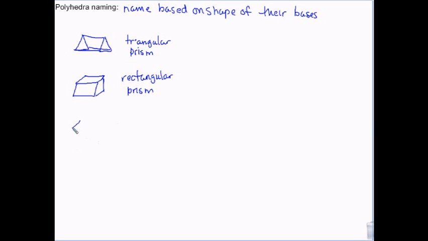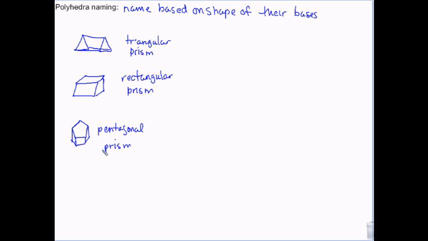I could have like a pentagon. Okay, I don't draw these very well, but you get the idea. It's like two pentagons with space. That would be a pentagonal prism, and so on and so forth.